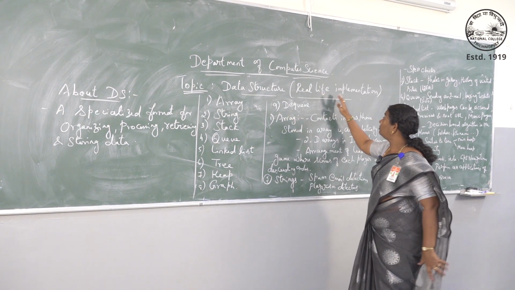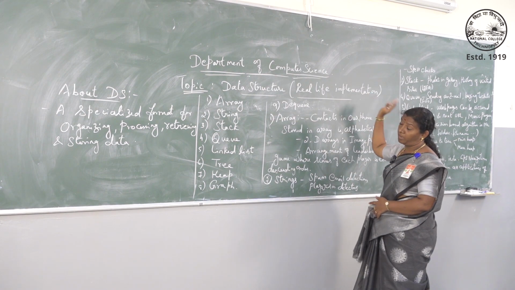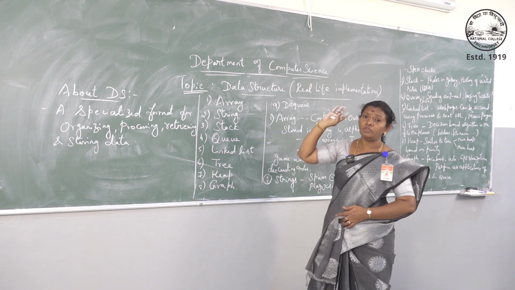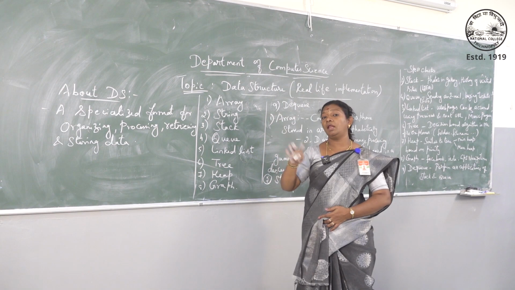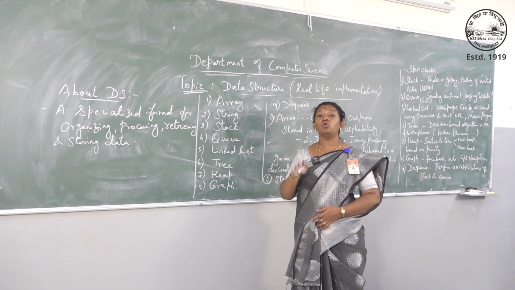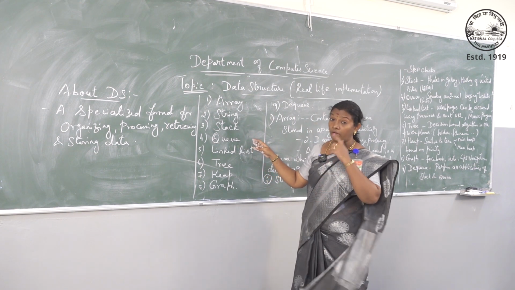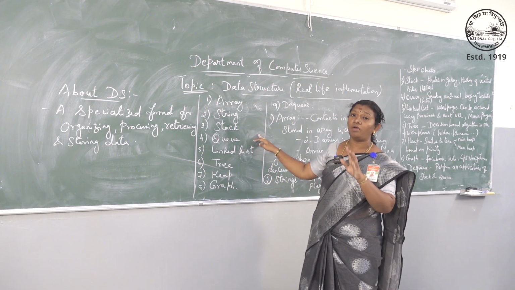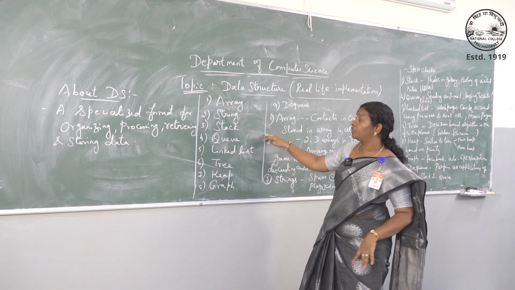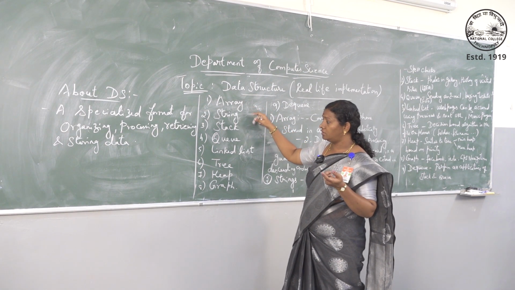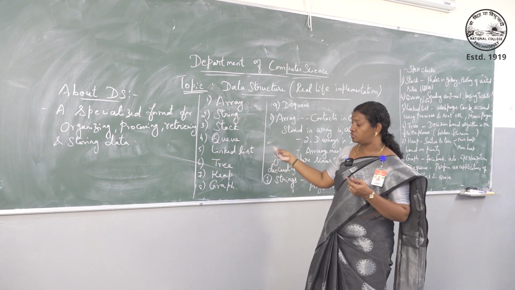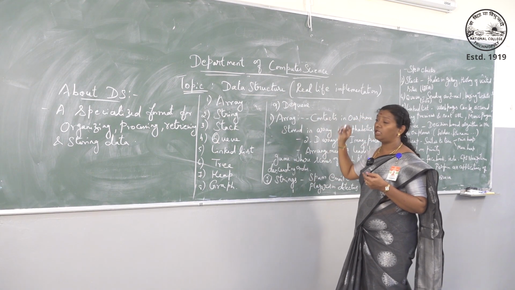In real life implementation, there are lots of things we use daily with data structures without knowing the clear idea of the data structure. So here we discuss 9 concepts of data structure that we use in daily life. The first ones are array, string, stack, queue, linked list, tree, heap, graph and dequeue.